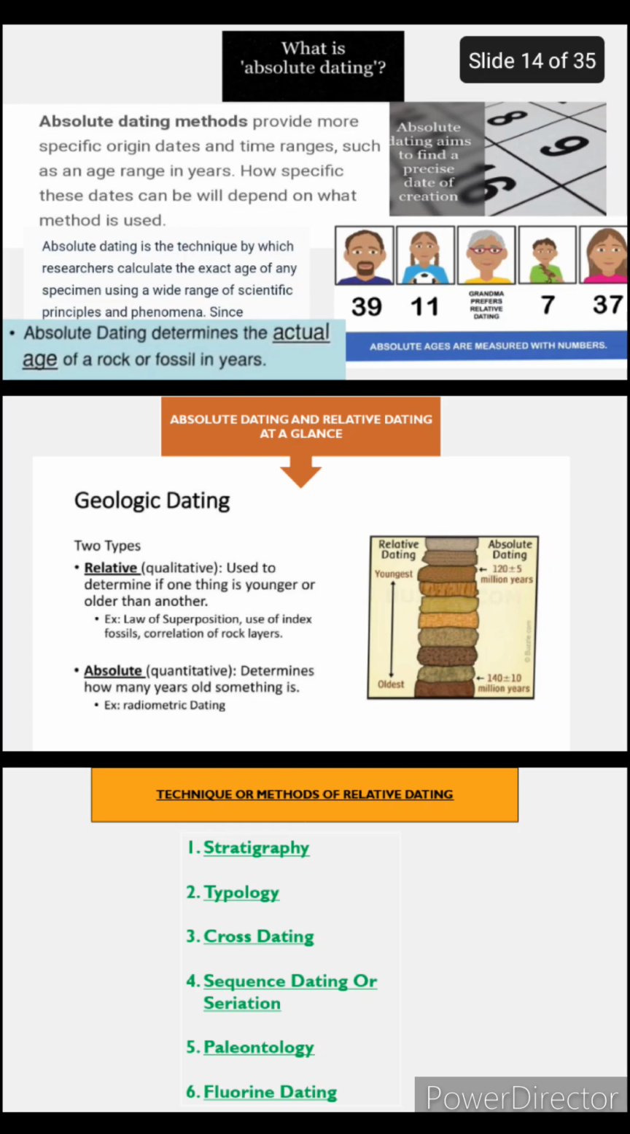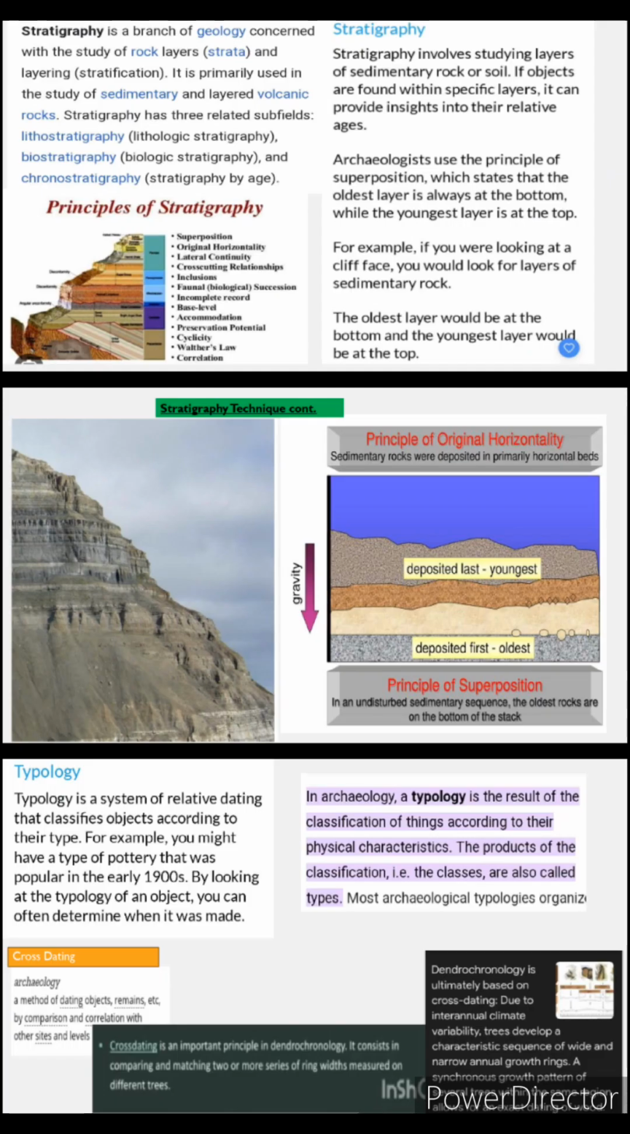So now we discuss the techniques or methods of relative dating. There are six techniques or methods of relative dating: stratigraphy, typology, cross dating, sequence dating or seriation, paleontology, and fluorine dating. First is stratigraphy. Stratigraphy is a branch of geology concerned with the study of rock layers. The rock layers are called strata, and when rocks are layered it is called stratification.